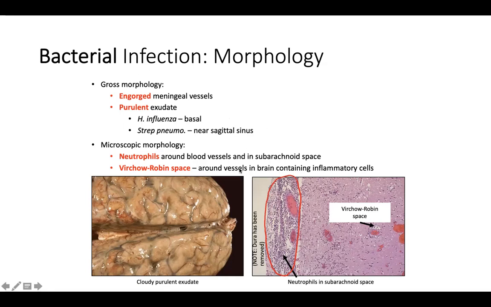Microscopic, we're going to see tons and tons of neutrophils. That's what all these little dots are. And then we're going to see Virchow-Robin space, which is the space around the vessel. So this red part is a vessel, and then we see this space around it. So think on microscopy that space is keying you into bacterial infection.